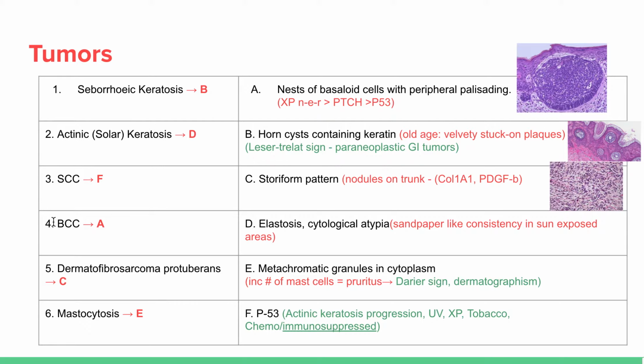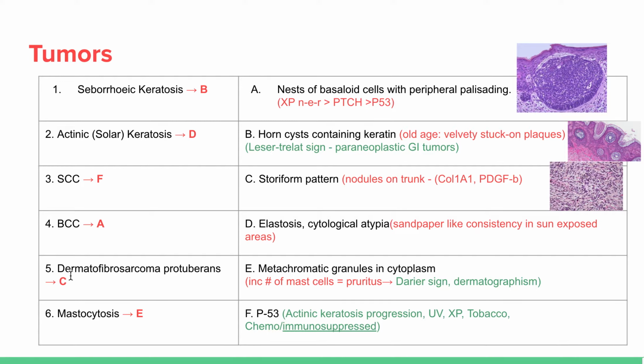Okay, next is our basal cell carcinoma of the skin. What you want to remember is the classic histology. Nests of basaloid cells with this peripheral palisading that you can see here. And this is most commonly associated with xeroderma pigmentosum or nucleotide excision repair defect, most commonly, and then also can be seen with some PTCH and some p53 mutations.